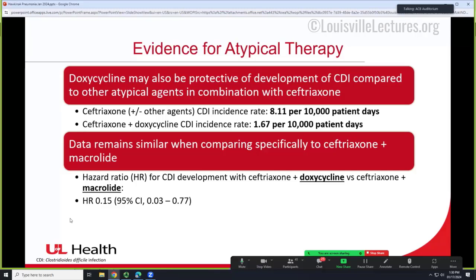You can see the C. diff incidence rate here was 8.11 per 10,000 patient days, but when you added doxycycline, that dropped to 1.67. So it starts this theory of, what's going on here? Why is this looking a little bit better than ceftriaxone alone? Typically you think adding two drugs together causes more damage, but not really here. And then it's pretty similar when you're comparing ceftriaxone to a macrolide. And so you can see when you have ceftriaxone and doxycycline versus ceftriaxone and azithromycin, our risk of C. diff is lower in that ceftriaxone doxycycline group. All the more reason to consider doxycycline in your patients with community-acquired pneumonia.